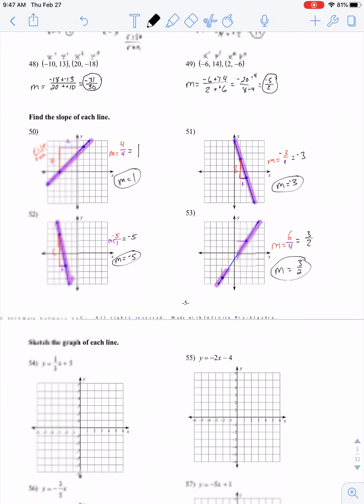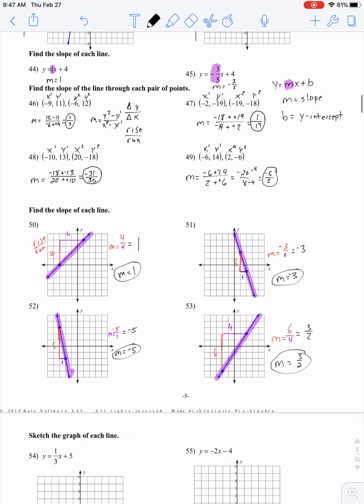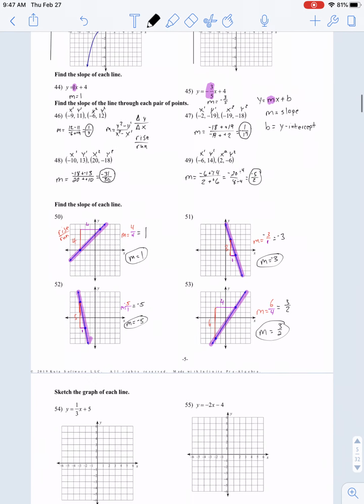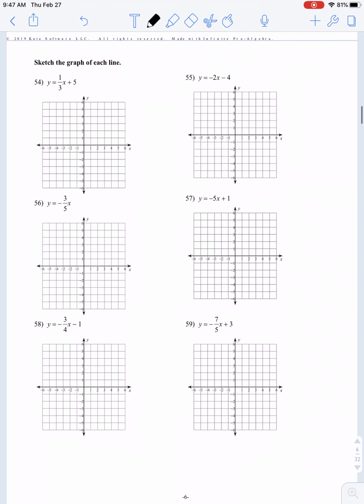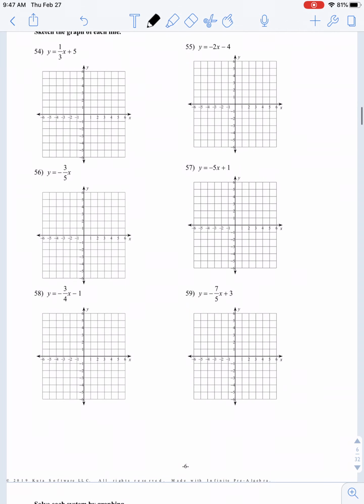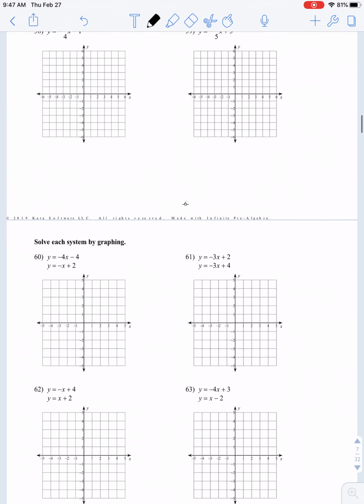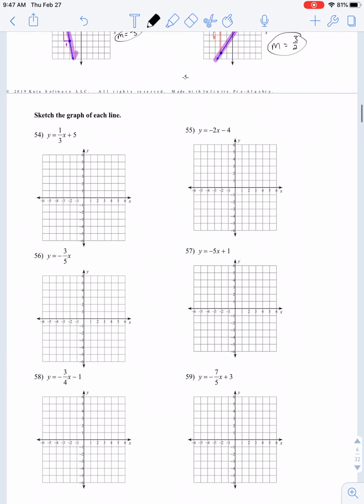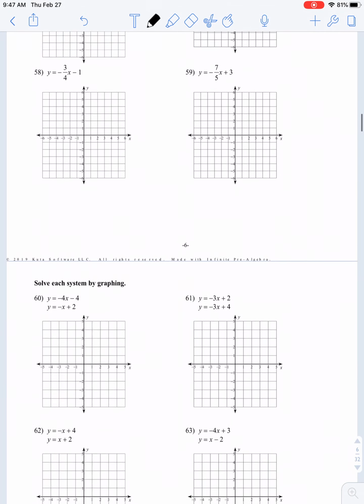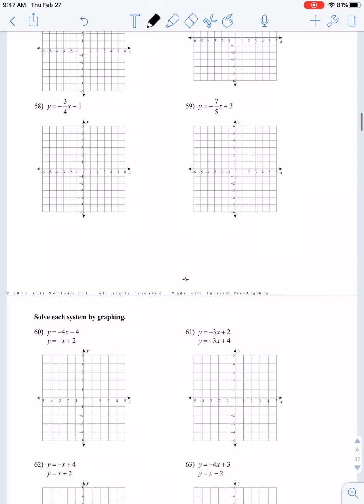All right, that concludes today's iLearn review of how to find slope. Tomorrow, we'll take a look at how to graph a line from an equation. We will also look at systems of equations. So again, tomorrow we'll take a look at how to graph a line from an equation and then how to find the solution to systems of equations on a graph.